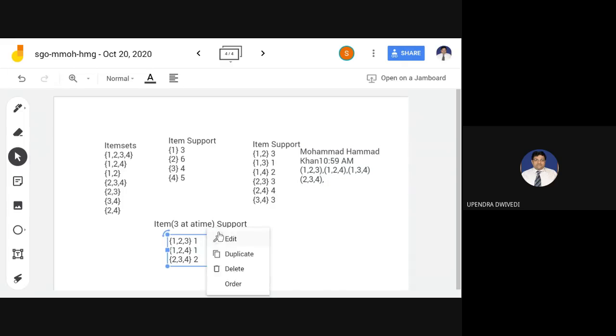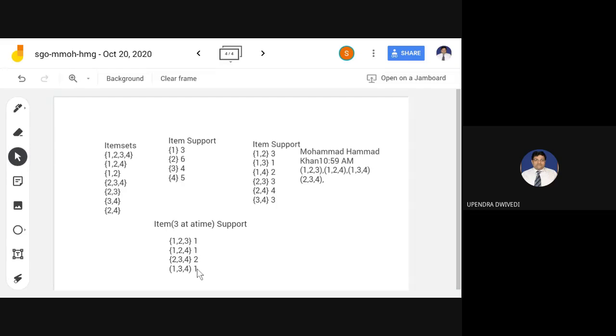So let me edit it. Sakshi has responded, good, and there is one left. 1 2 3, 1 2 4, 1 3 4. Now what is the occurrence of 1 3 4? One time. So guys, we have created the triplets, and we have also counted their supports: 1, 1, 2, 1.